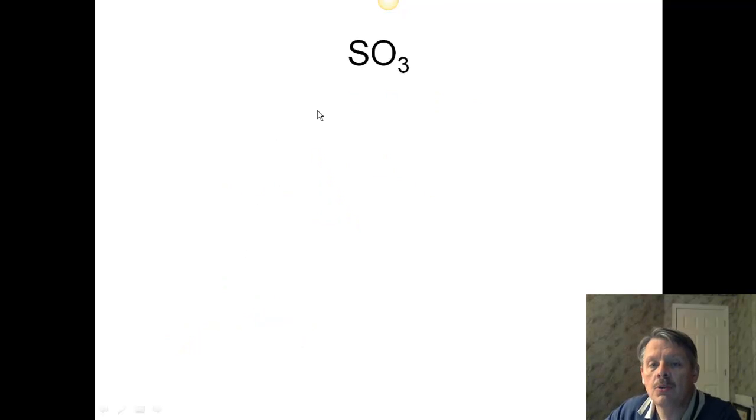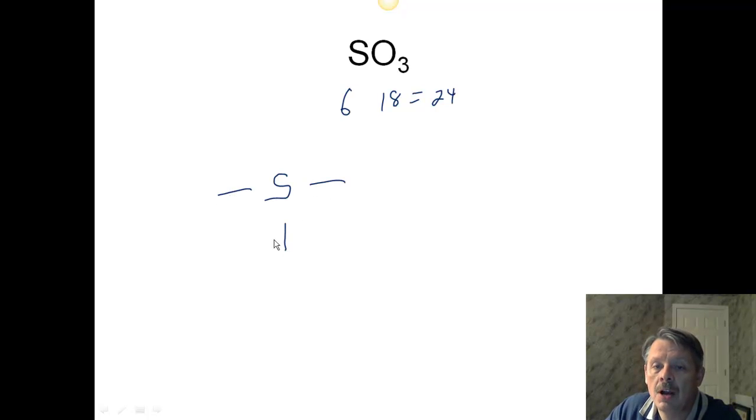So try SO3. See if you can do that one on your own. All right, so we have sulfur in the middle, and we have 3 oxygens coming off of it. So we have oxygen, oxygen, oxygen. And we have that 6, 8, 10, 12, 14, 16, 18, 20, 22, 24. The problem is that sulfur is short too, so we're going to take 2 away from here and put them in there to make it a double bond.